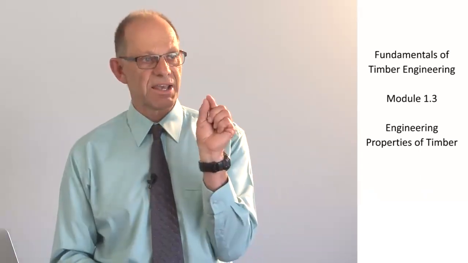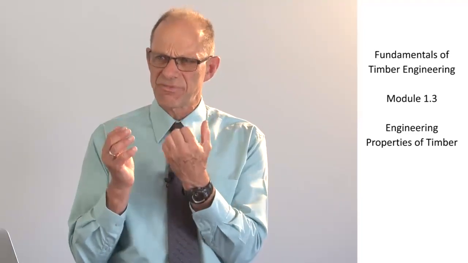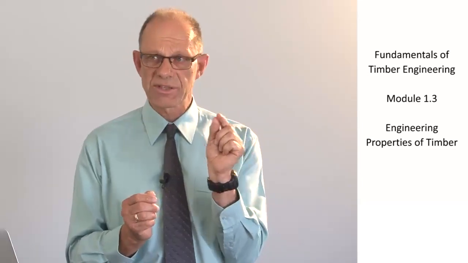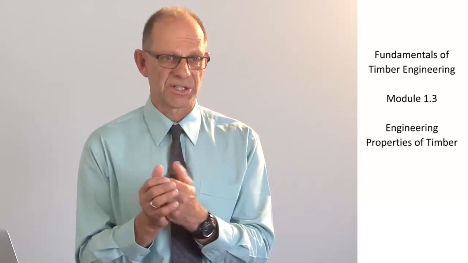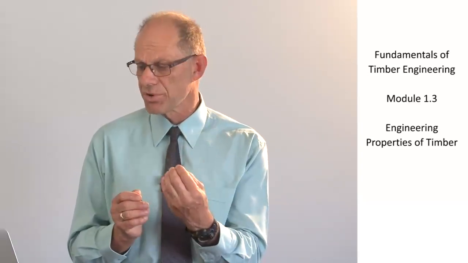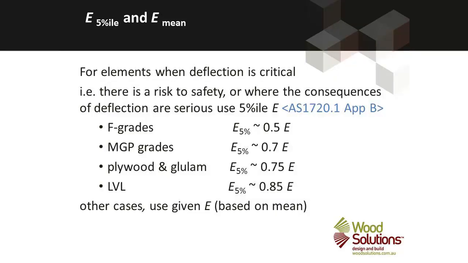On the other hand, there are some cases where we're interested in how is the most flexible piece of timber actually going to perform. And those are the cases where the consequences of exceeding the deflection limits are going to lead to some kind of problem, either a structural problem or some damage to the building. As a result of that, for those instances, we're not going to use the average modulus of elasticity, we'll use a fifth percentile. And AS 1720.1 gives us guidance as to what the fifth percentile is for a number of different products.